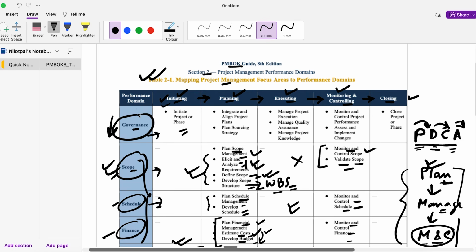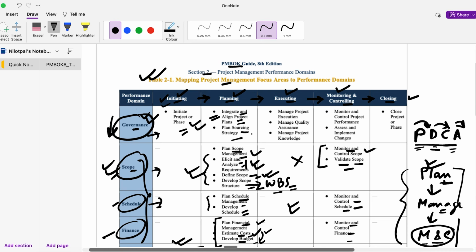And finally, let's talk about governance, the only bit that is remaining as part of this entire 40 processes. So in governance, first you initiate the project, okay? You integrate and align project plans. So this was basically called project planning, okay? And if you have heard about this term called project initiation documentation or PID, this is actually the project management plan where actually you are integrating and aligning the project plans, okay?